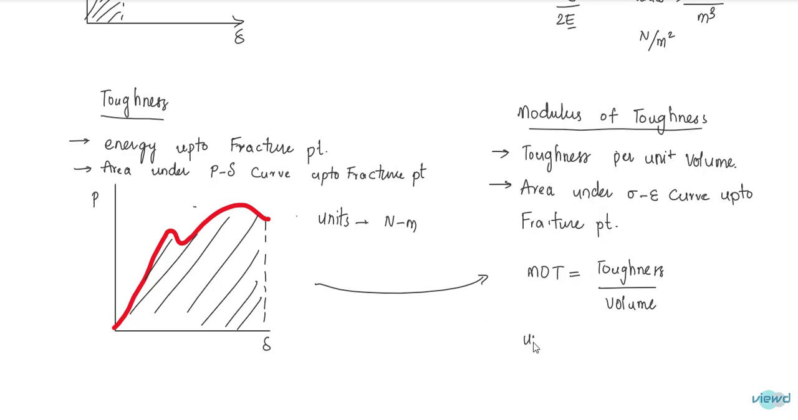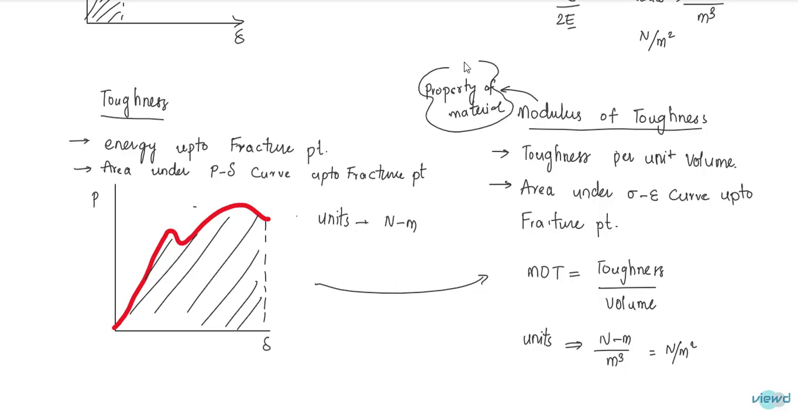So what are the units? Toughness is Newton meter and volume means meter cube. That means Newton per meter square. You can call it Newton meter per meter cube or Newton per meter square. That is the modulus of toughness. So this is also a property. Modulus of toughness is also a property of material, because it does not depend on any other factors like the size of the material.